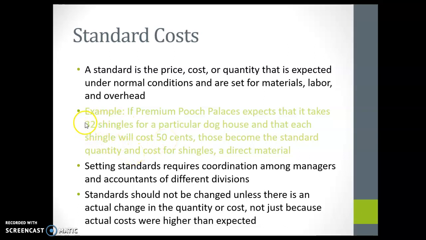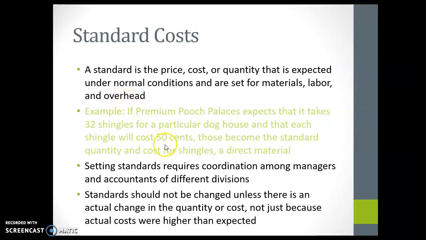The 32 shingles is the standard quantity of shingles for that model of doghouse. The 50 cents is the standard cost for shingles, which is a direct material. Okay, so we're going to do the same thing for labor. We're going to figure out how many direct labor hours there normally are to build a particular model of doghouse, and what do we expect to have to pay per direct labor hour, the cost per hour for that direct labor.